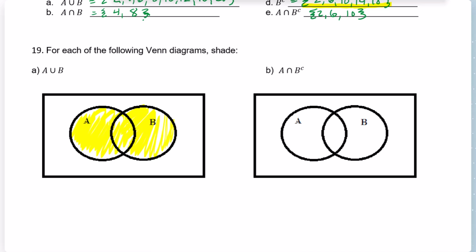Next, we're going to shade A intersection B complement. So if I were to take A, we're looking at what's going on in A here. We want to know where it overlaps with B complement. Now, B complement is everything outside of B. So what is outside of B and in A? That would be this region here because that is in A and outside of B.